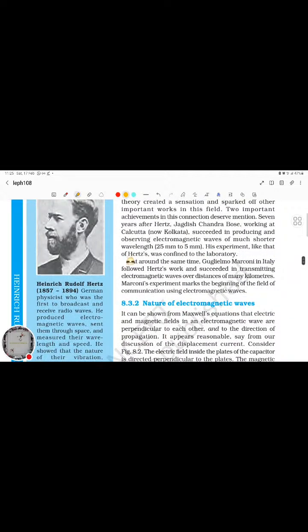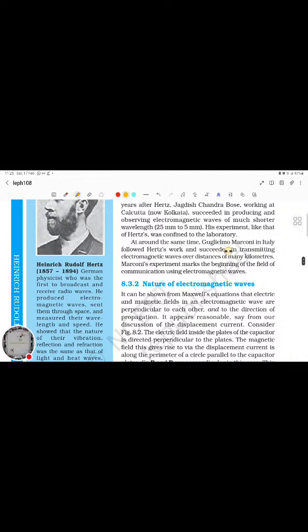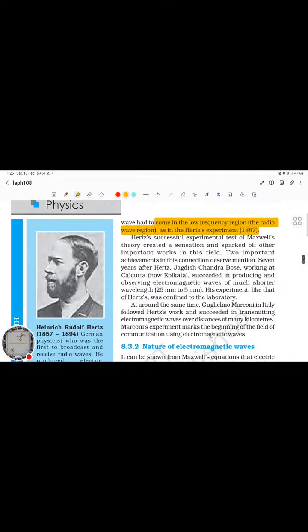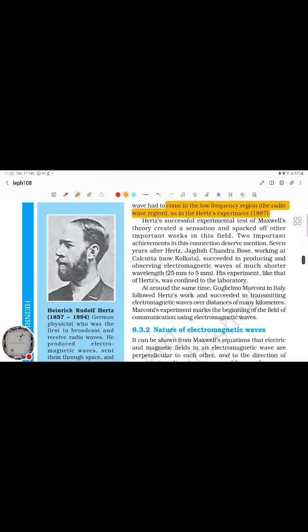His experiment, like that of Hertz, was confined to the laboratory. At around the same time, Guglielmo Marconi in Italy followed Hertz's work and succeeded in transmitting electromagnetic waves over distances of many kilometers. Marconi's experiment marks the beginning of the field of communication using electromagnetic waves. So basically, Hertz proved that light is an electromagnetic wave using the radio wave region.